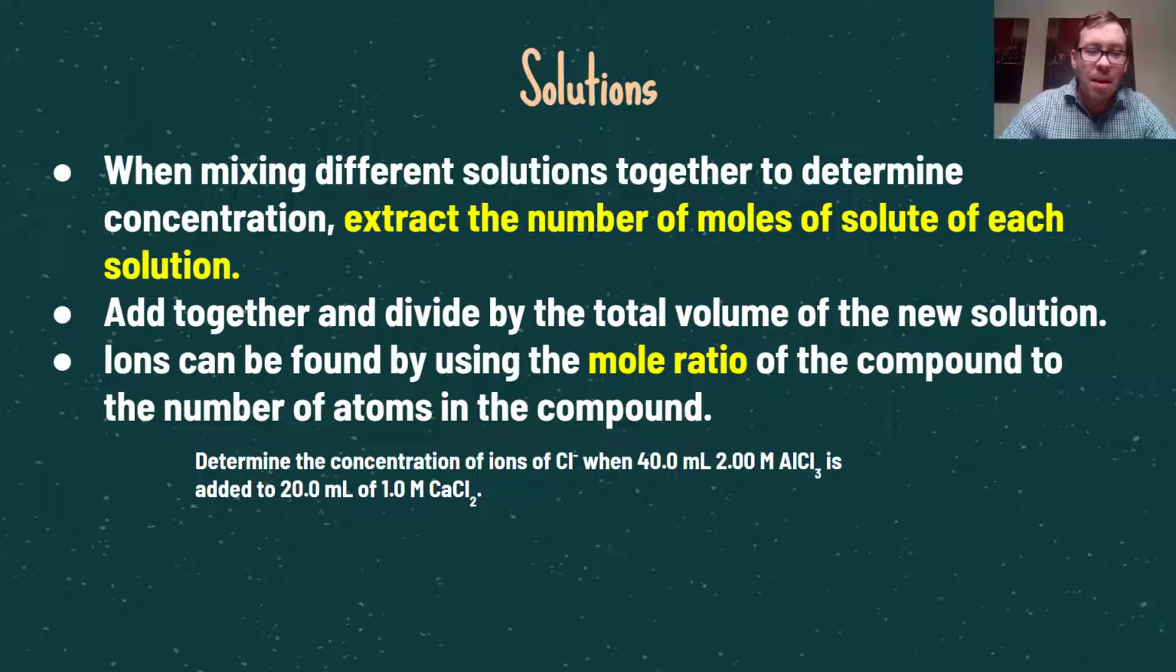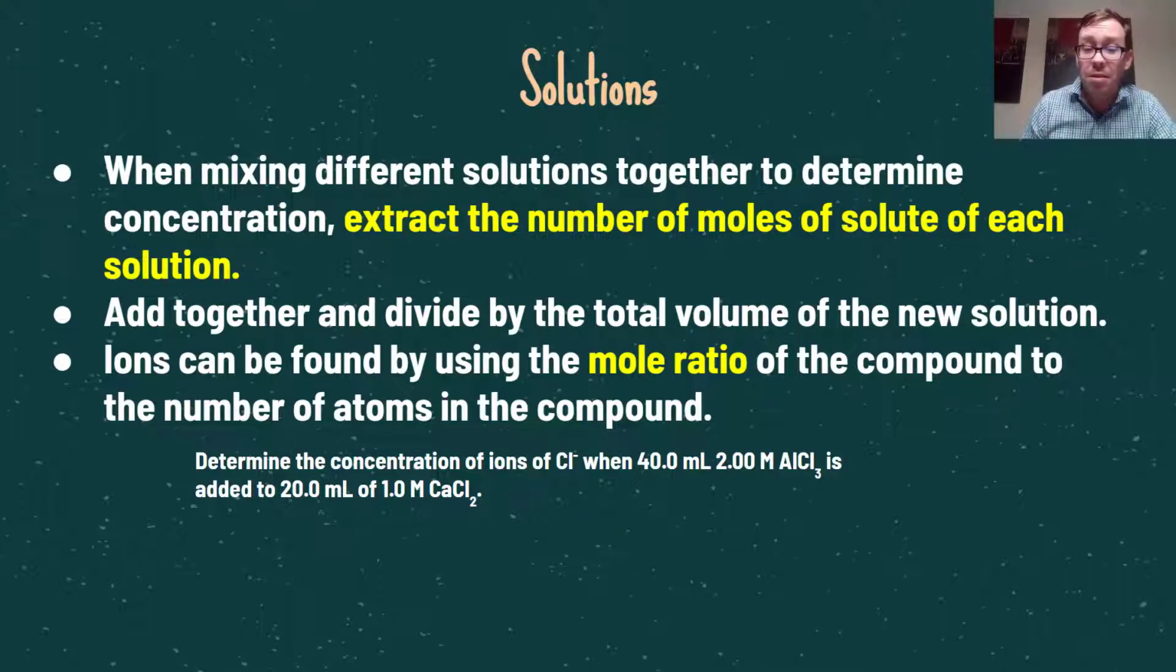So let's take some time and determine the concentration of ions of chlorine when 40 milliliters of 2 molar AlCl3 is added to 20 milliliters of 1 molar CaCl2. So we need to find two things here to find the concentration: the total number of moles of chlorine ions that are in these two solutions and the total volume of the solution. Well, the volume's easy.